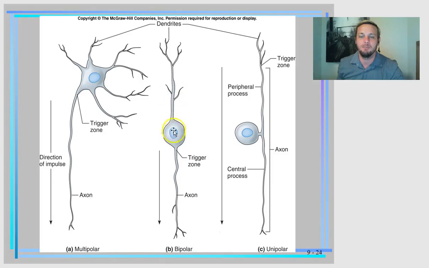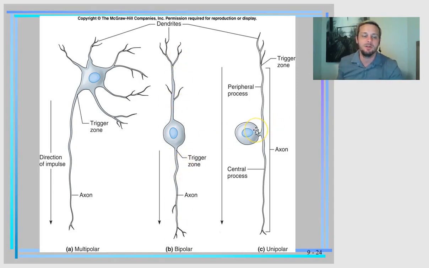We also have our bipolar, where you have your dendrites going to the soma and then away, and it looks pretty even on both sides. With bipolar, you're going to find these in a lot of your special senses, so in the eyes, the nose, and the ears, so dealing with smelling, seeing, and hearing, and equilibrium. You'll have these bipolar cells.